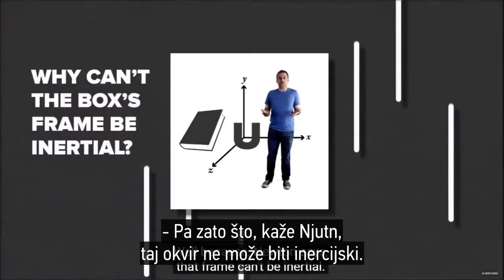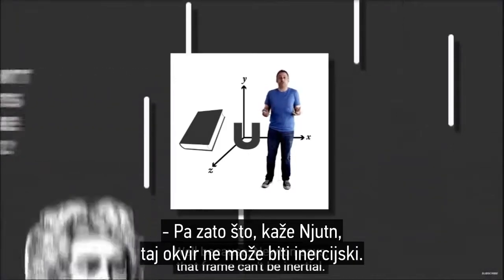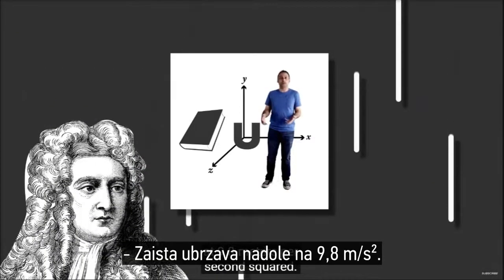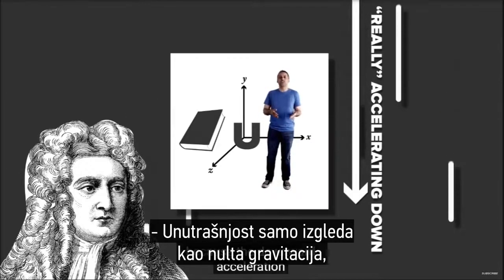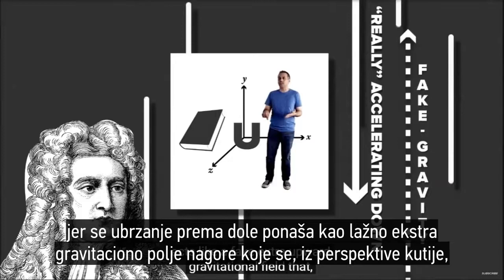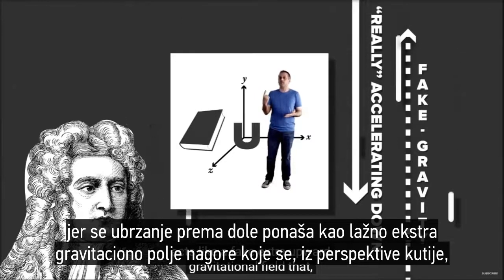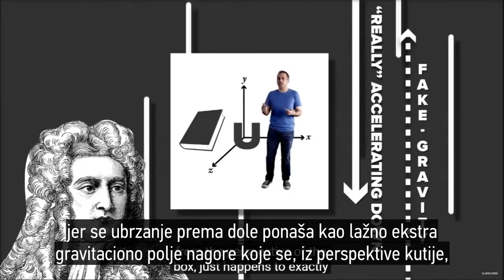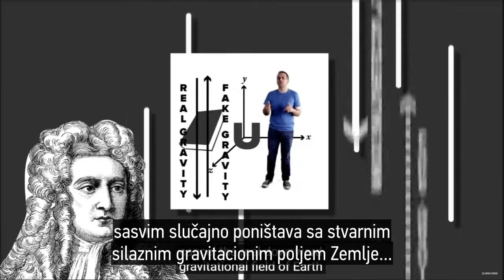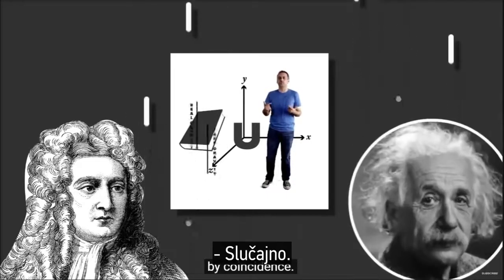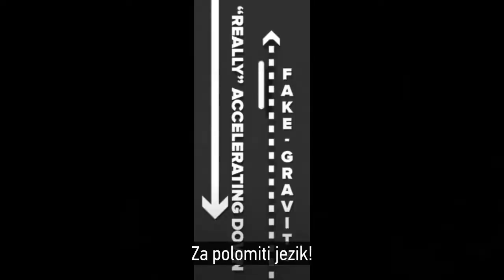Well, because, Newton says, that frame can't be inertial. It's really accelerating downward at 9.8 meters per second squared. The interior just seems like 0g because the downward acceleration acts like a fake extra upward gravitational field that, from the perspective of the box, just happens to exactly cancel the real downward gravitational field of Earth. By coincidence. Whew, what a mouthful.